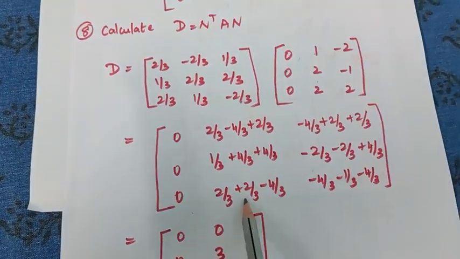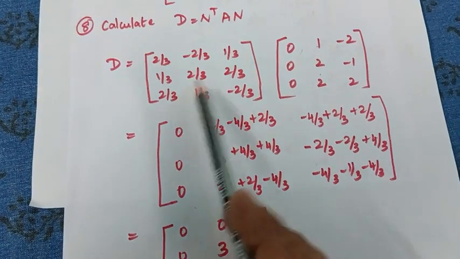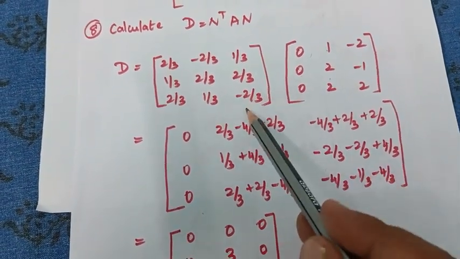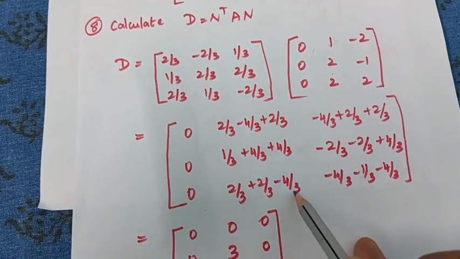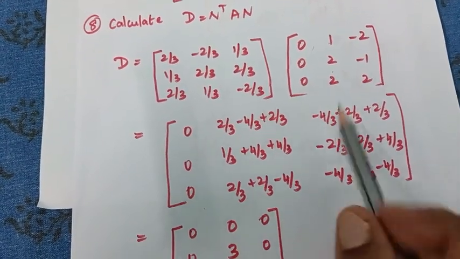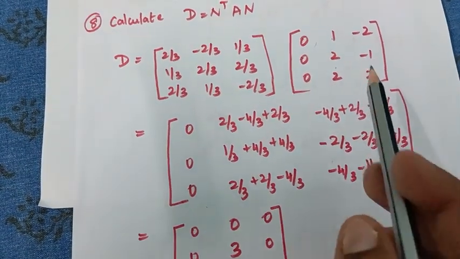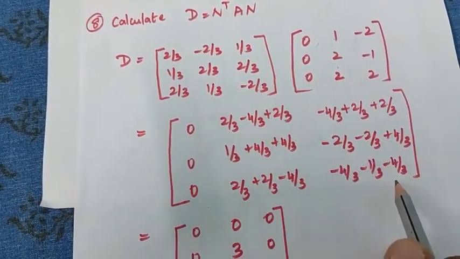So next, last row with column is here 1, 2 by 3 into 1, 2 by 3, 1 by 3 into 2, 2 by 3, minus 2 by 3 into 2, minus 4 by 3. So similarly last thing, so minus 2 into 2 by 3, minus 4 by 3, minus 1 into 1 by 3, minus 1 by 3, 2 into minus 2 by 3, it's a minus 4 by 3.